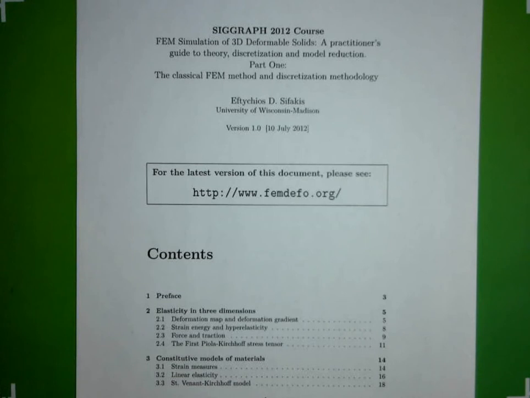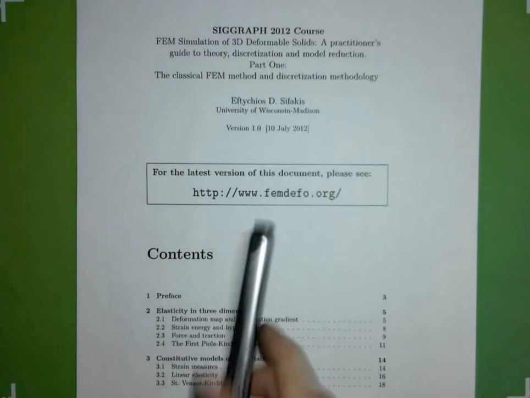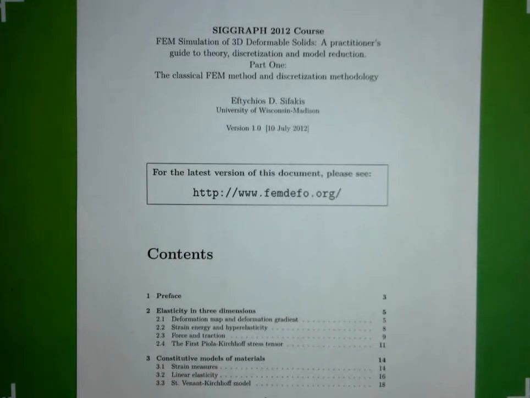Great. And the course notes are coming from a SIGGRAPH 2012 course by Aptikios Fakis and Yerne Babish. This is only the first part of the course, done by Aptikios Fakis, who is now a professor at the University of Wisconsin-Madison. I am also doing one of my projects with him, and he's a pretty awesome professor to follow. All the course notes can be found at www.femdefo.org, which is finite element method deformation.org, and you can just Google it and get all the materials you want.